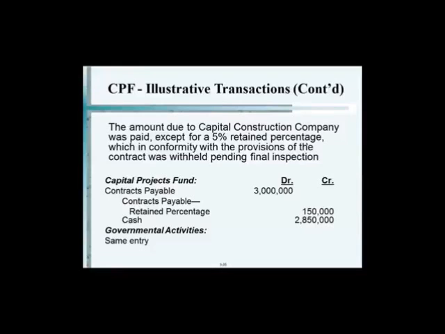If it has a credit balance, what kind of an account is it? A liability account. Because you're going to eventually pay it. It's just that you're holding it. Why do governments do this? If they find a problem, they'd rather not go sue. They'd rather use that money to fix things and then give them the rest. It happens all the time with large-scale contracts.